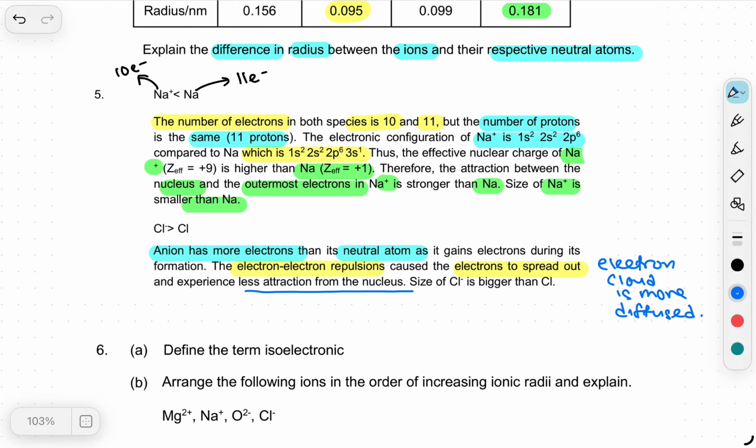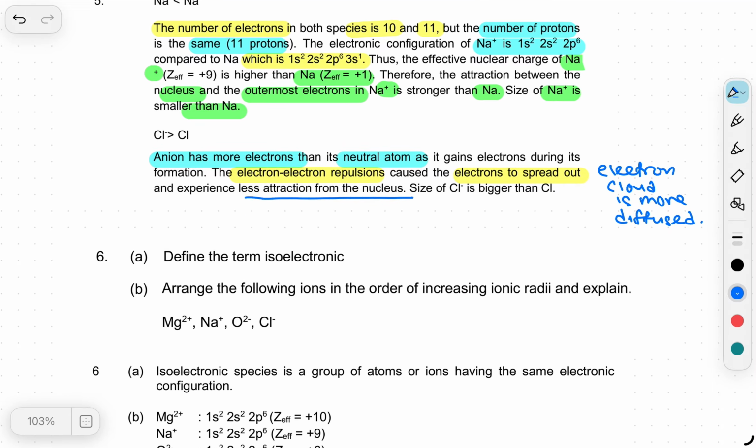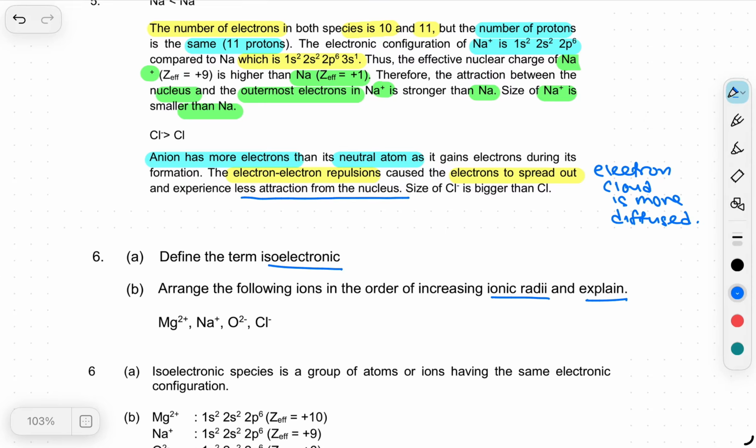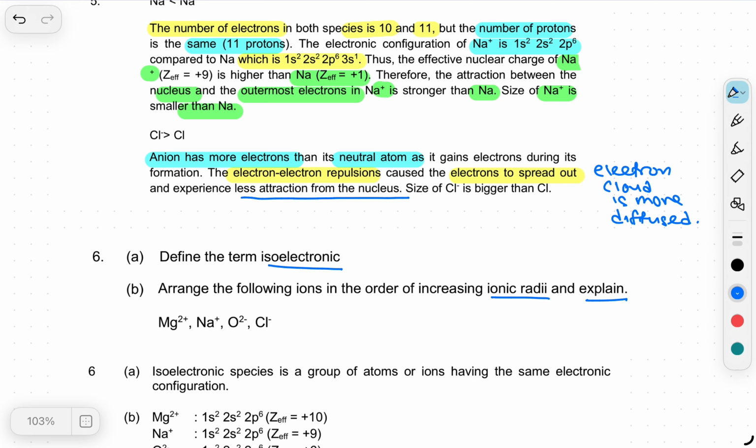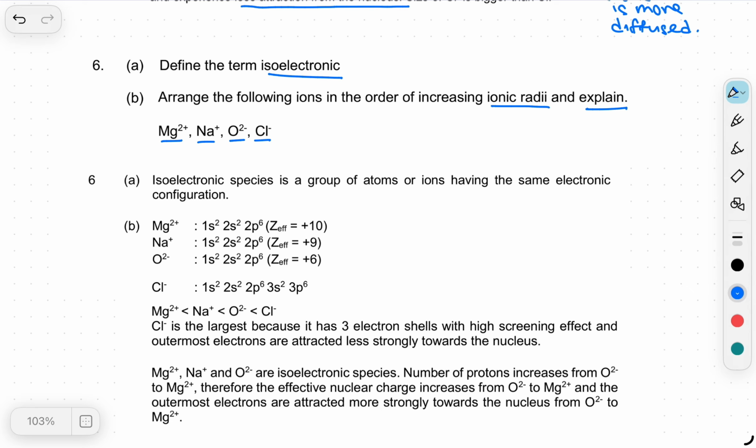Next would be question 6. Define the term isoelectronic, this is important, and arrange the following ions in the order of increasing ionic radii and explain. We have all these 4 ions given to us. So let's arrange them. Firstly, what is the definition of isoelectronic species? It would be a group of atoms and also ions with the same electronic configuration.